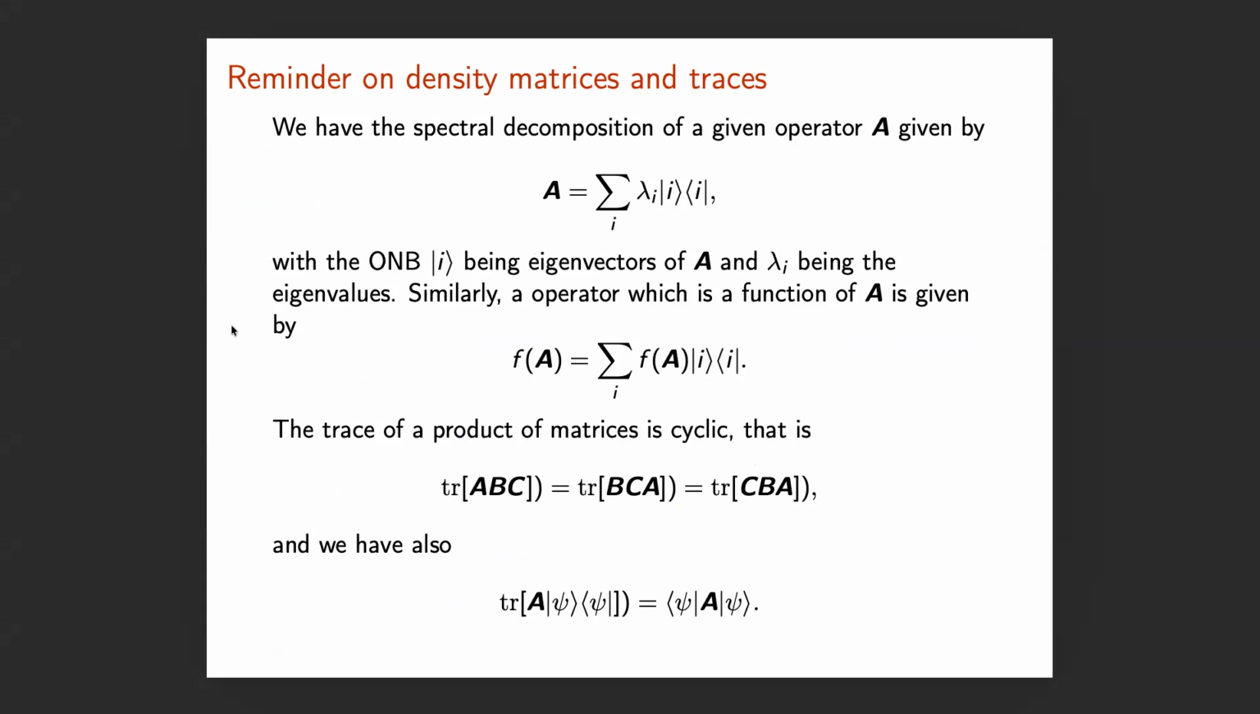So there are some basic entities which we discussed last week. And that deals with the spectral decomposition. And then when we have this orthogonal basis, which can be an eigenbasis of A, then we can write the spectral decomposition of an operator. And similarly, an operator which is a function of A can be written in this way. And this is something which leads to the more modern interpretation of quantum mechanics.